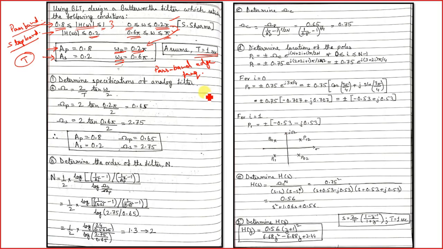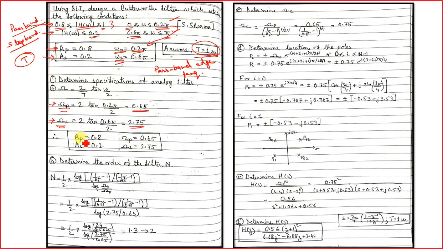So our first step over here would be to determine the specifications of the analog filter. Okay, so how do you find out? So we have to find out the analog frequency components, just like in the previous cases. So analog pass band edge frequency is 2 by T. We have considered T as 1, so it becomes 2. So omega p is equal to 2 tan of 0.2 pi divided by 2, which comes out to be 0.65. Now stop band edge frequency, similarly we can calculate, it is 2.75.